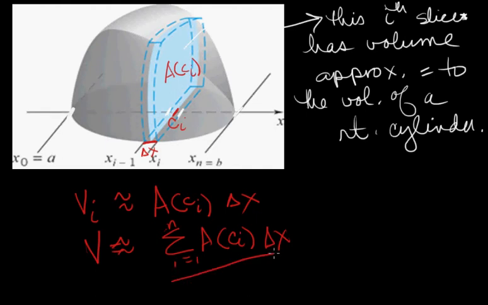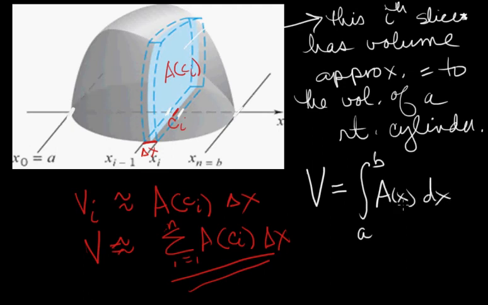And do you recognize that? What kind of a sum is it? It's a Riemann sum. So we can say then that if you have a solid where you can take slices perpendicular to an axis and come up with an area formula for the cross-sectional area, then the volume is the integral from a to b of A of x dx, where A of x is the area of the cross-section taken at x between a and b.